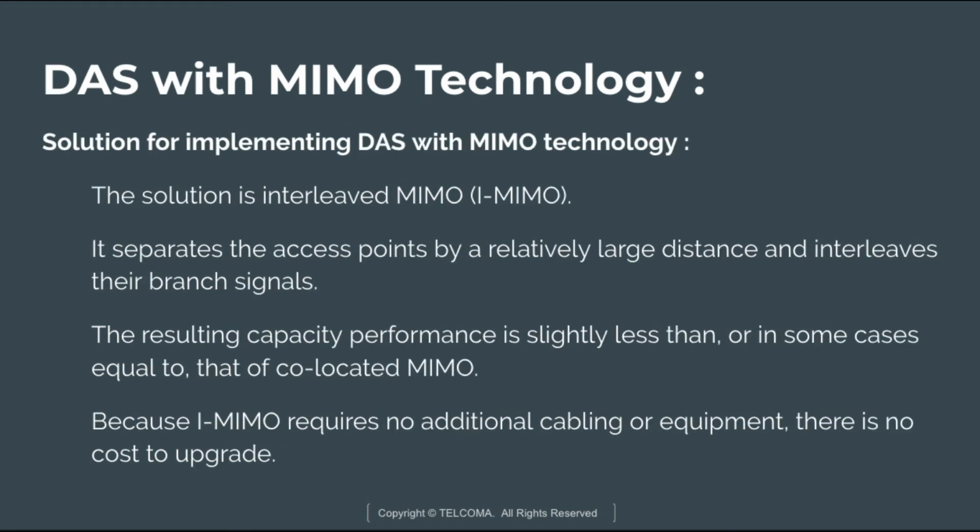The solution for implementing DAS with MIMO technology is interleaved MIMO, that is iMIMO. It separates the access points by a relatively large distance and interleaves their branch signals. The resulting capacity performance is slightly less than, or in some cases equal to, that of co-located MIMO. iMIMO requires no additional cabling or equipment. It means it will reduce the cost, and there is no upgrade cost required in interleaved MIMO. For owners of small to mid-sized DAS networks, iMIMO could be a game changer. So we can implement interleaved MIMO for a DAS in a small or mid-sized network.